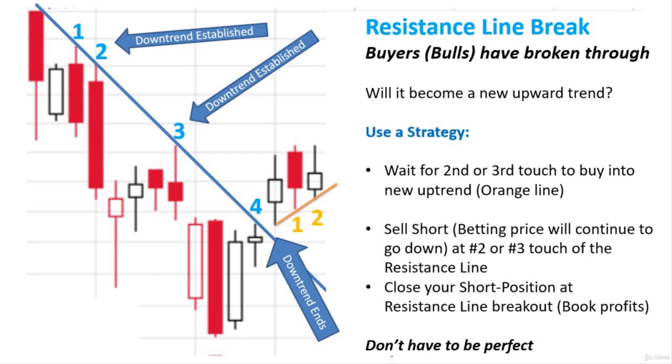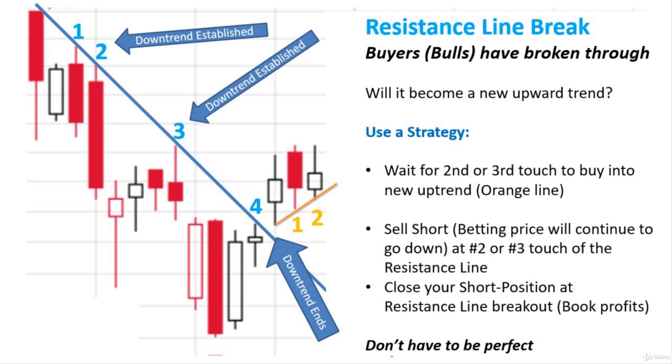Another thing you do is what's called selling short, and basically you're betting the price will continue to go down at the number 2 or number 3 touch of the resistance line. So we're back in the blue numbers there, and you're seeing it. You could be selling short at those periods, and then you close your short position once it breaks through in a resistance line breakout. So you're booking your profits at that point. So you're betting in that way, or investing it that way.